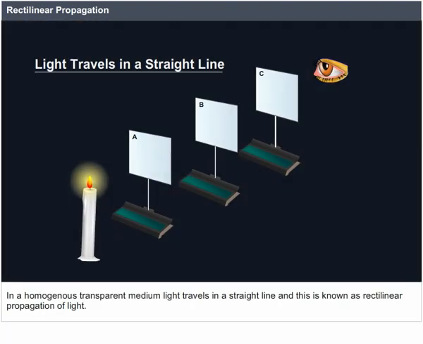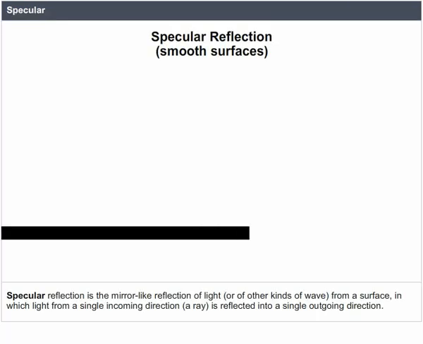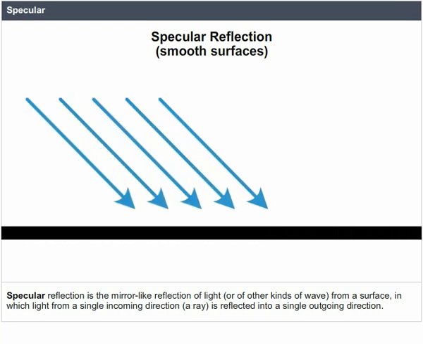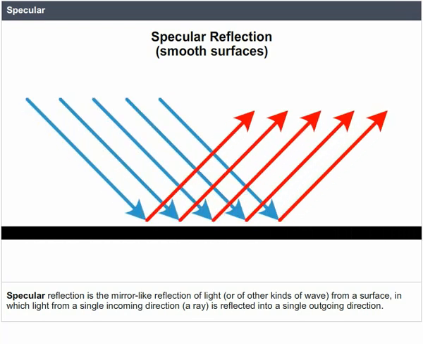Rectilinear propagation. In a homogeneous transparent medium, light travels in a straight line, and this is known as rectilinear propagation of light. Specular reflection. Specular reflection is a mirror-like reflection of light or of other kinds of wave from a surface in which light from a single incoming direction, a ray, is reflected into a single outgoing direction.